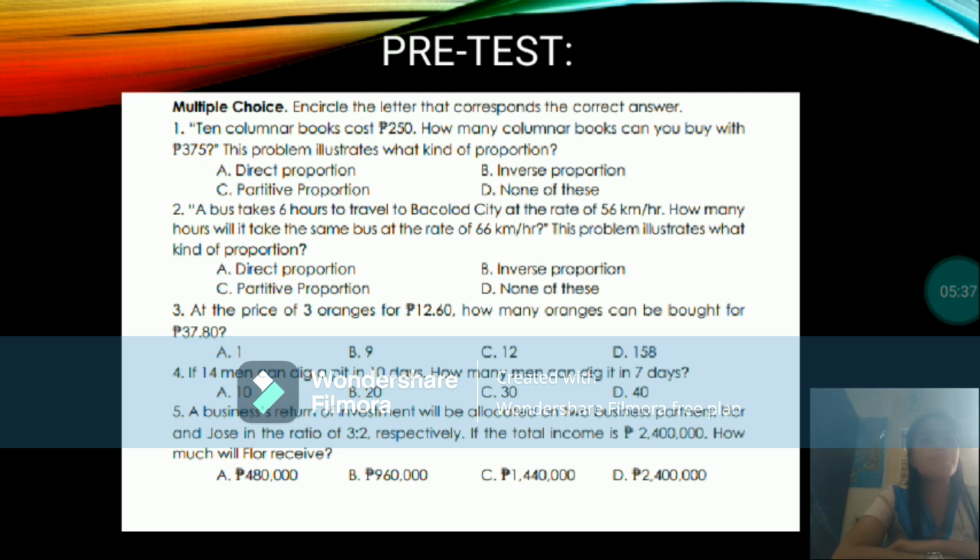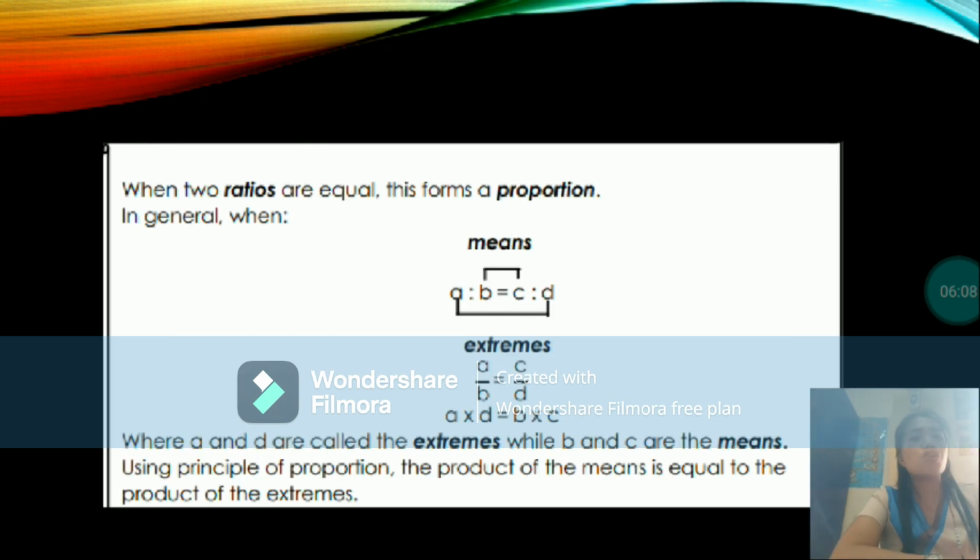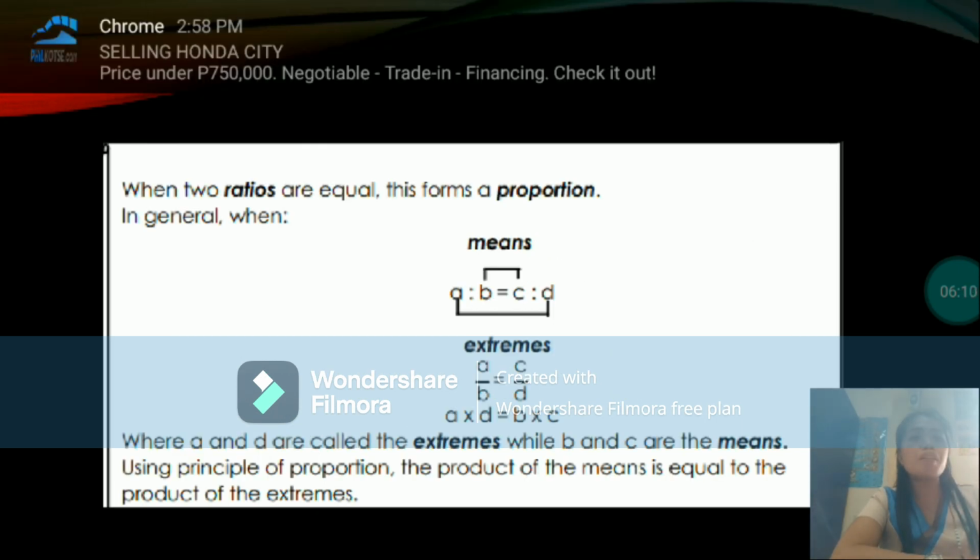Number 5. A business's return of investment will be allocated to 2 business partners, Flor and Jose, in the ratio of 3:2. If the total income is 2,400,000, how much will Flor receive? A, 480,000, B, 960,000 pesos, C, 1,440,000 pesos, D, 2,400,000 pesos. Okay, so you have to answer that pretest. You have to complete that one.